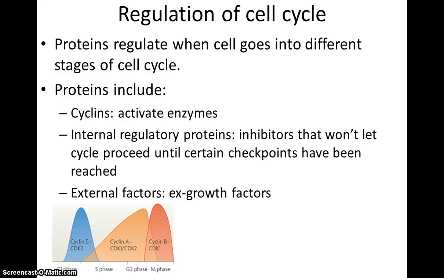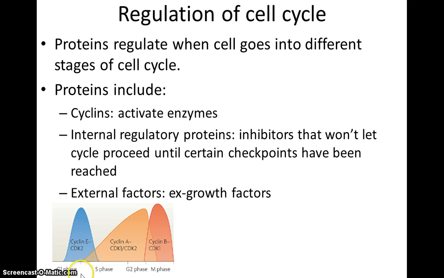So there are 3 kind of main classes of proteins that are going to help control the cell cycle. And the first sound like they're regulating the cell cycle, which is what they do. They're called cyclins. And you can see here I've got a little graph to show you. There are several different types of cyclins. And here's an example to show you 3 different cyclins that are upregulated or go up during these different phases of the cell cycle.